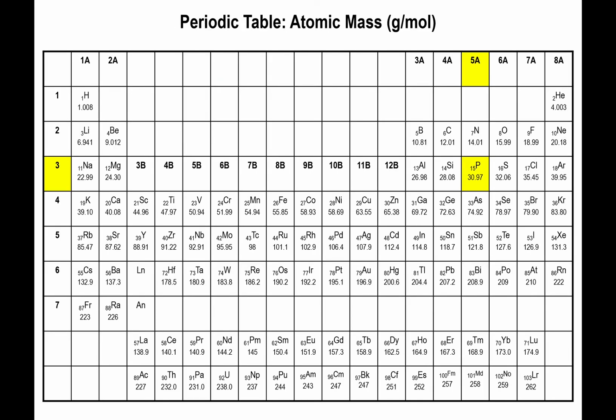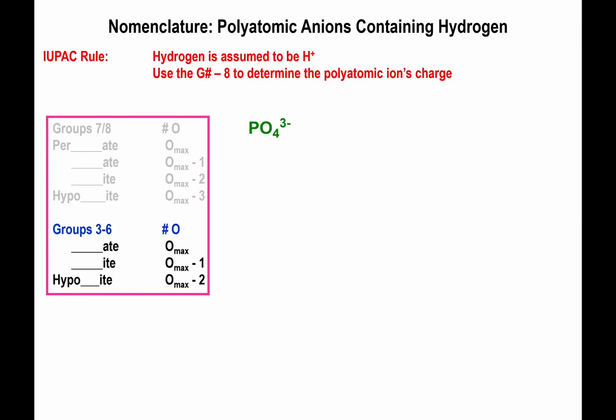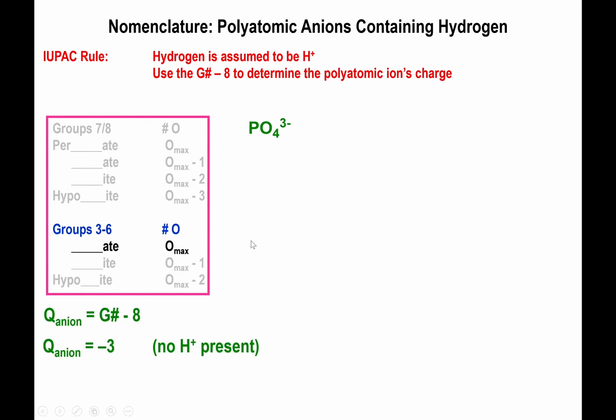Phosphorus is in group 5. It's below the second row, so you can have a total of oxygen atoms equal to 4. So for 4 oxygens, the ending is 8. So this thing here will be called phosphate, right? And the group number of phosphorus is 5, so 5 minus 8 is negative 3. For you to have that negative 3 charge means that you have no hydrogens present. Okay, but this is phosphate.